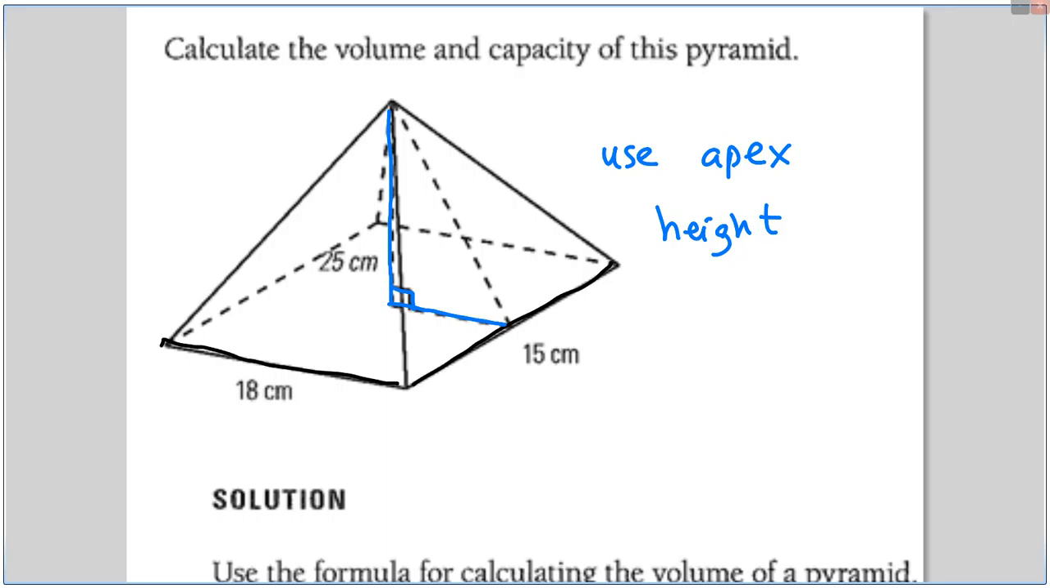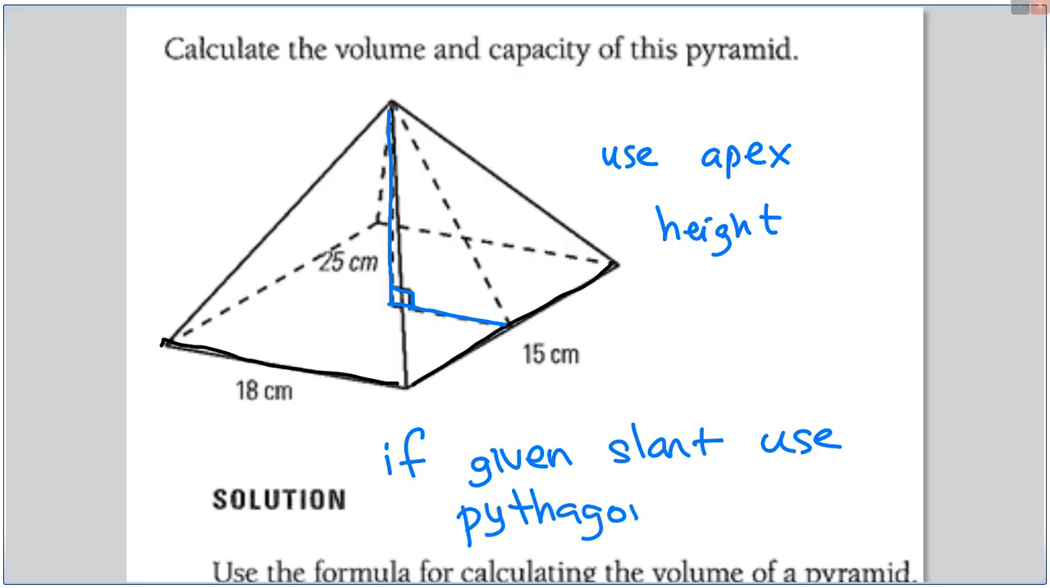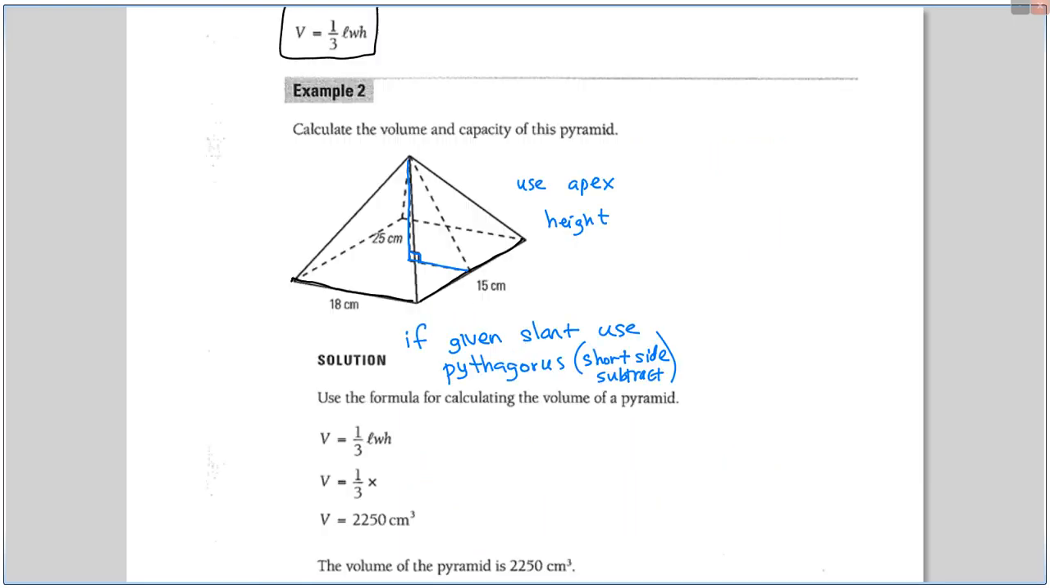So what if they give you slant height? Yes, if given slant, use Pythagoras. And you'll be solving for a short side, so you'll have to subtract in your Pythagoras. You guys all should be familiar with your Pythagorean theorem. If you're solving for one of the short sides, you subtract. Subtract the squares and then square root. Maybe that will come up in the notes.